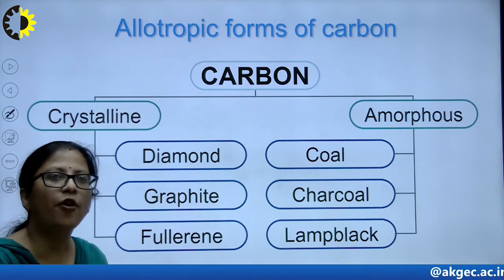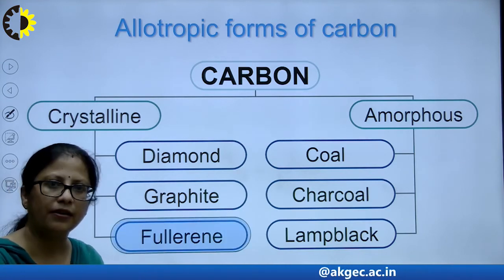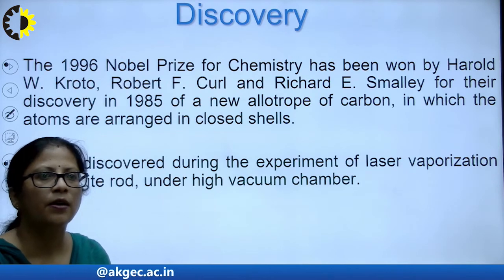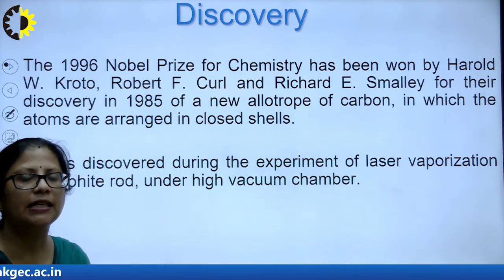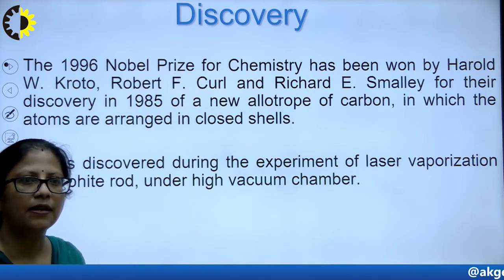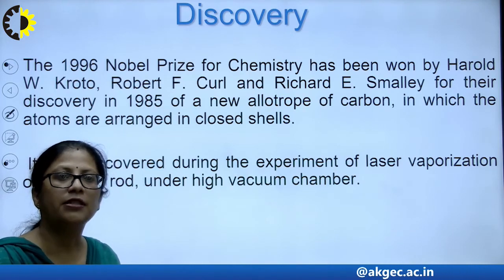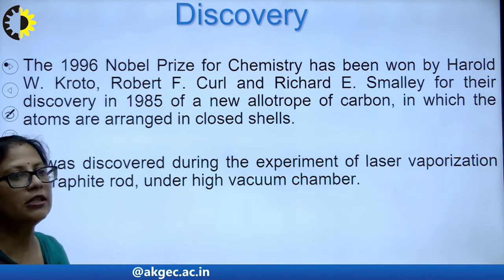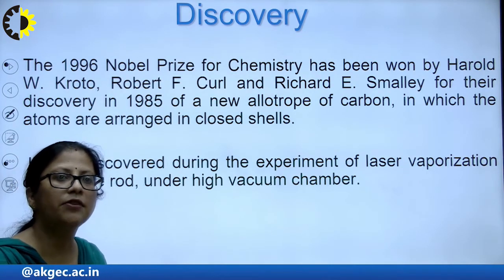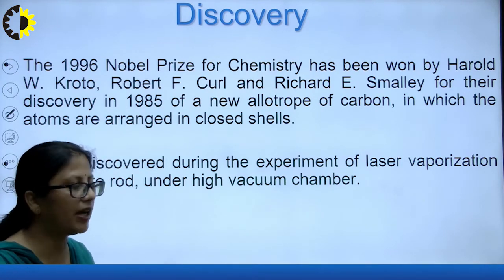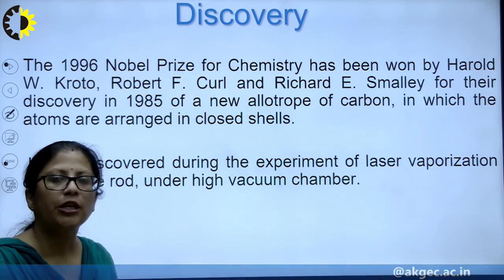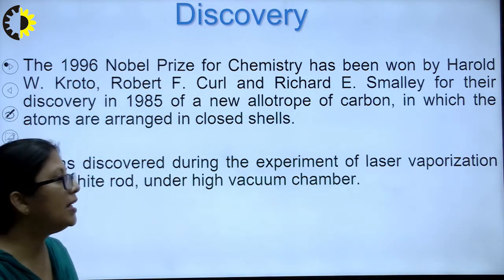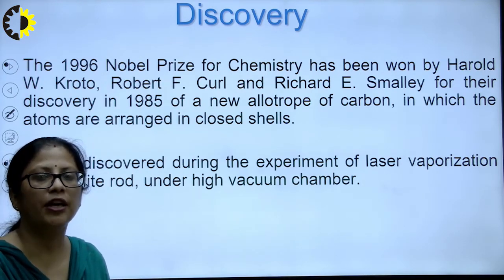Now the next allotropic form of carbon which I am going to take today is fullerene. Now this fullerene was discovered by Kroto and Smalley in 1985, and in 1996 they were awarded the Nobel Prize for its discovery. So the 1996 Nobel Prize for Chemistry was won by Harold W. Kroto, Robert F. Curl and Richard E. Smalley for their discovery in 1985 of a new allotrope of carbon in which the carbon atoms are arranged in closed shells. And it was discovered during the experiment of laser vaporization of a graphite rod in a high vacuum chamber.